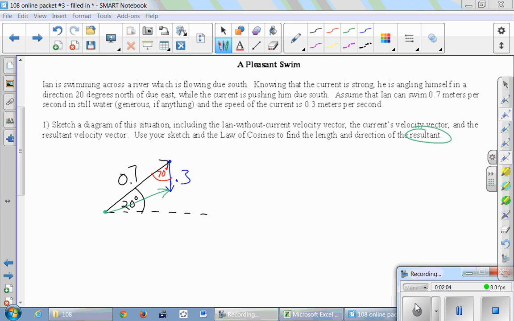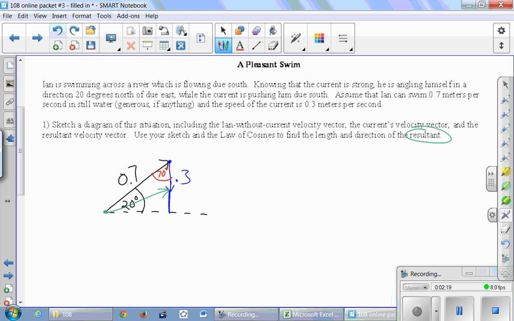And the reason you know that is that if you felt like it, you could extend this due south line and make a right angle there, and then you have a perfectly good right triangle with a 20-degree angle, and therefore the other one must be 70. So definitely a 70 there.